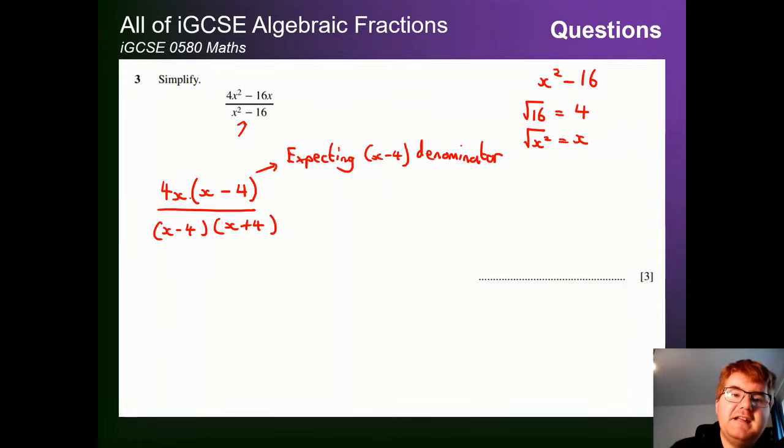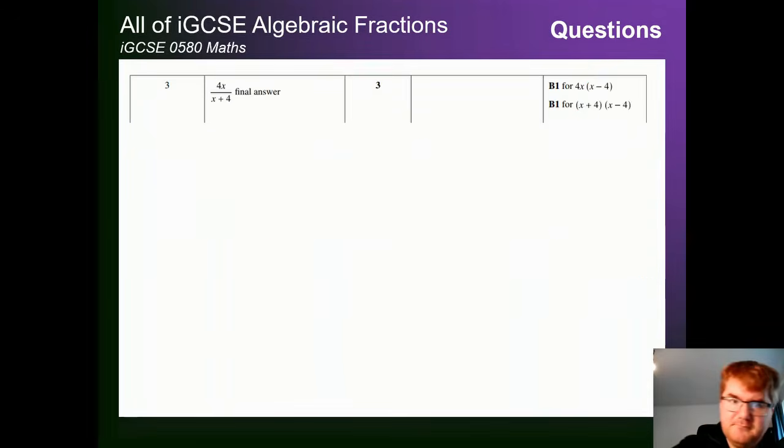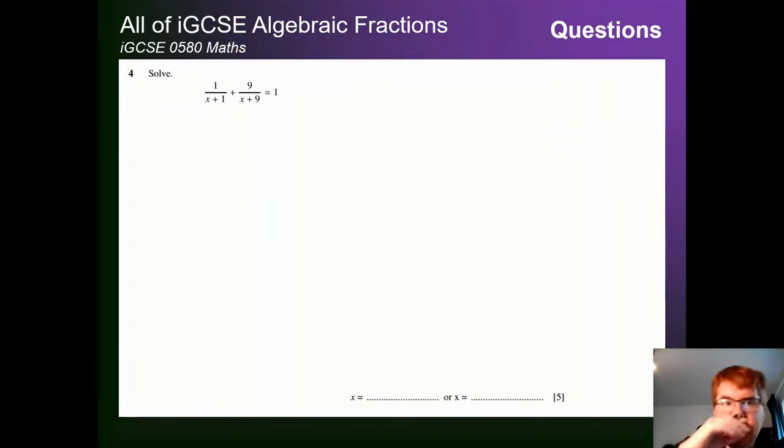Notice we have an x minus 4 above and below. We can cancel those out, giving us 4x over x plus 4. And that is our final answer for a whopping 3 marks just for that fairly short process. There's the mark scheme here, and you can see where you pick up the method marks. On to question 4 here.